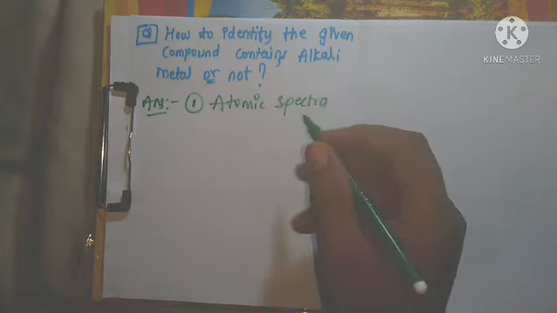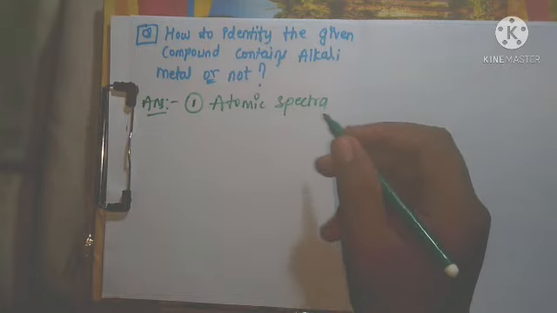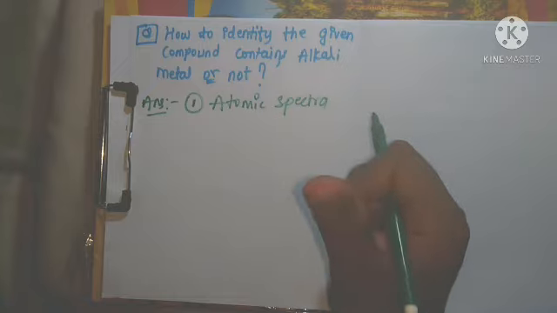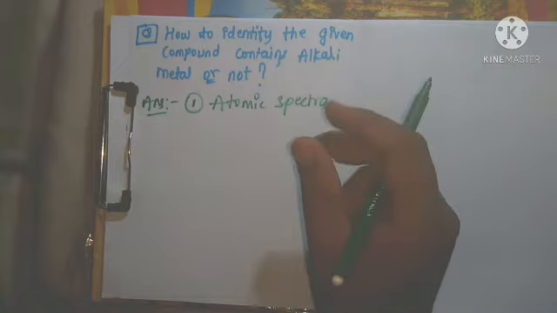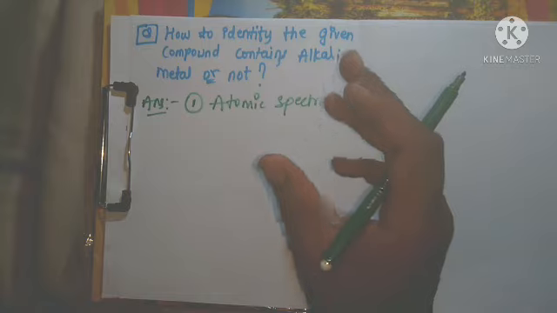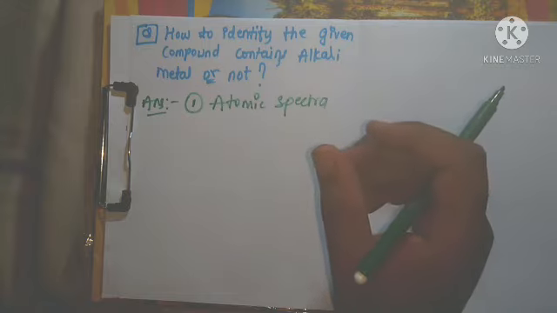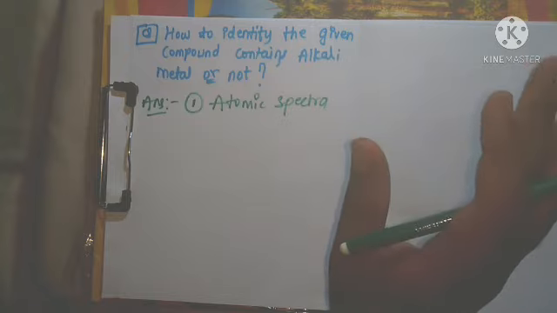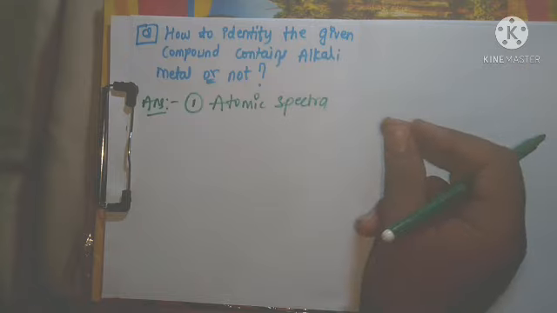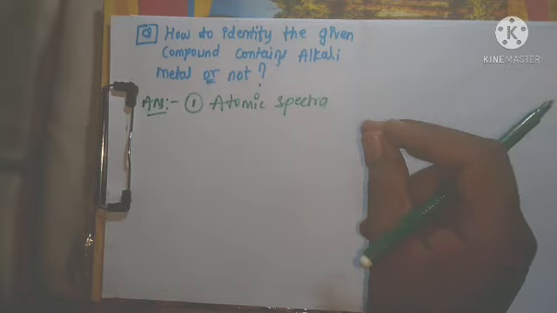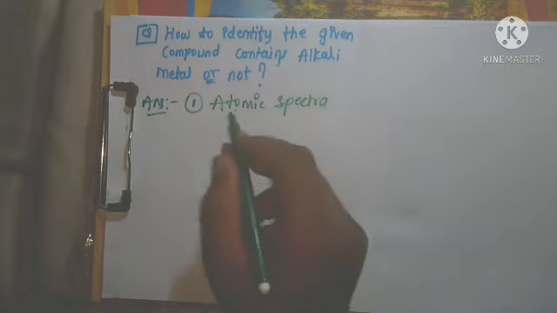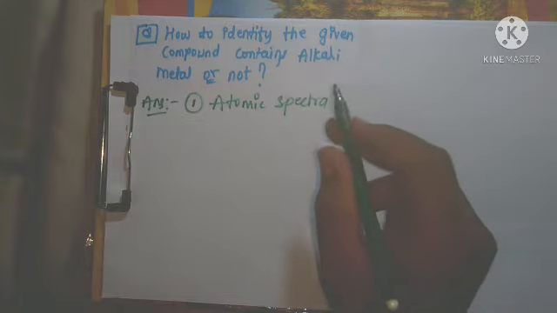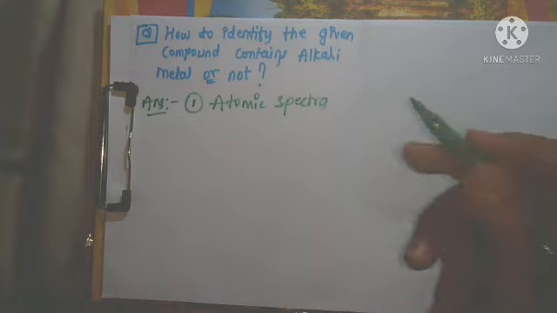How do the CBI or police identify a criminal? One of the best methods is fingerprints. Wherever a crime happens, they collect the fingerprints, and if the fingerprints match, he is the criminal. Like this, in chemistry, to identify which element it is, we first take the atomic spectra. If the atomic spectra matches with lithium, then the given element is definitely lithium.